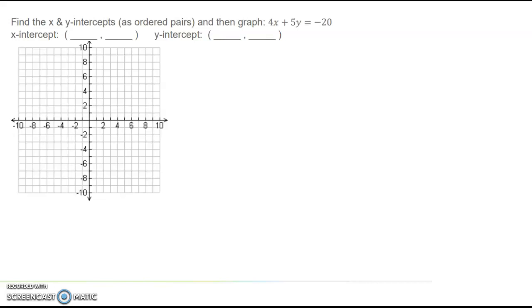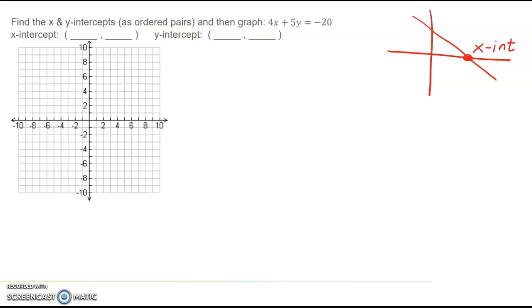For this video, we need to find the x and y intercepts as ordered pairs and then graph this line. So something to keep in mind when we're finding the x and y intercept is what the other values are. So let's just say this was the line. The x-intercept is the place the line crosses the x-axis. So this would be the x-intercept.